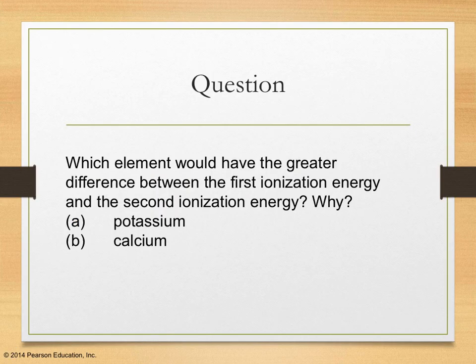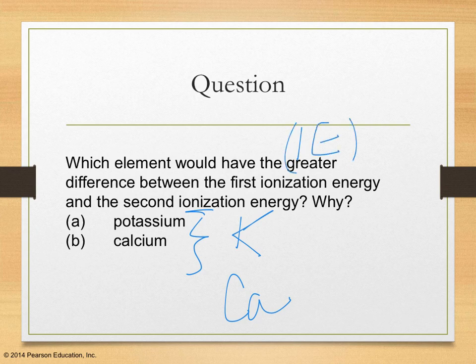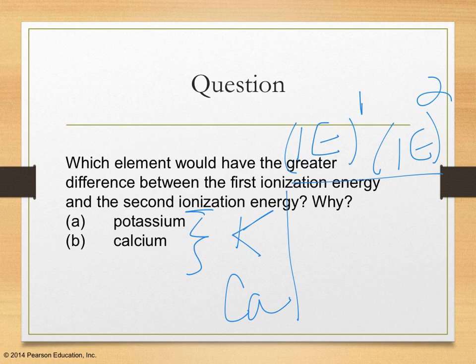Here's a question for you to try on your own without my help. Look at a periodic table. Obviously, for all of these questions about periodic trends, you need to have the periodic table in front of you. Compare potassium with calcium. Which element would have the greater difference between the first ionization energy and the second ionization energy? Where would you expect to see a huge jump between the first and second? With potassium or with calcium, and why?